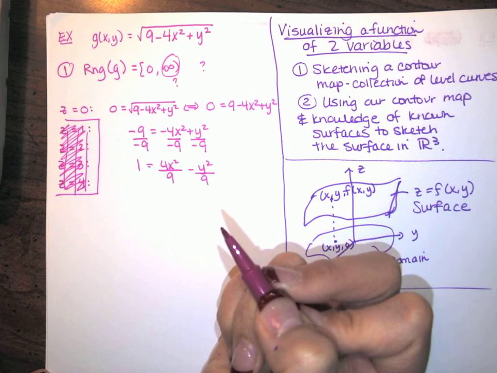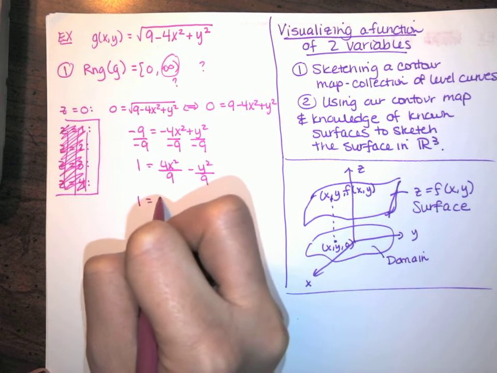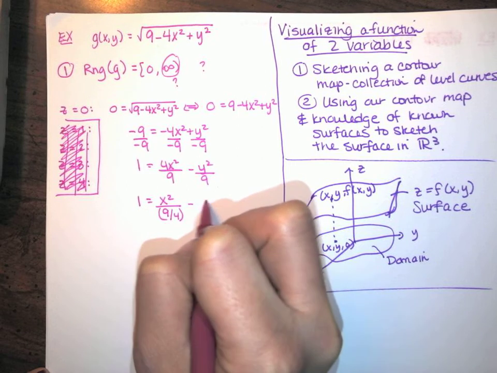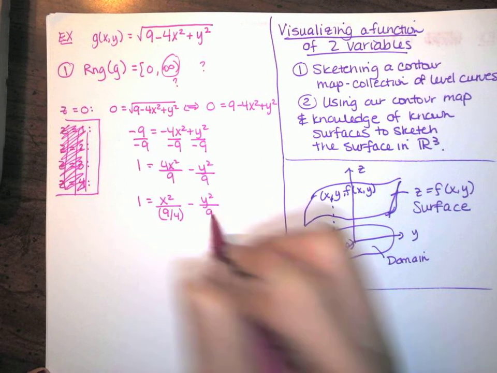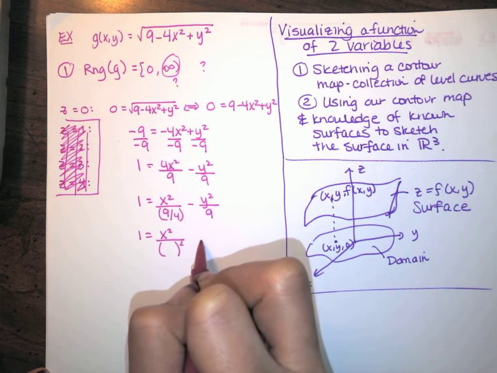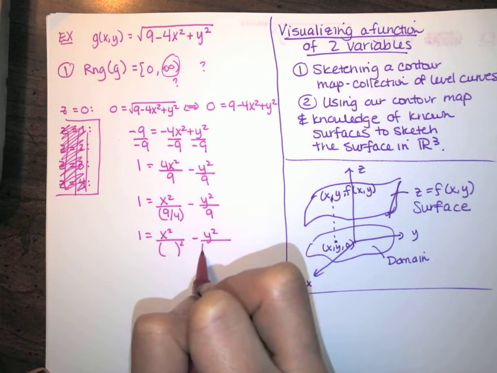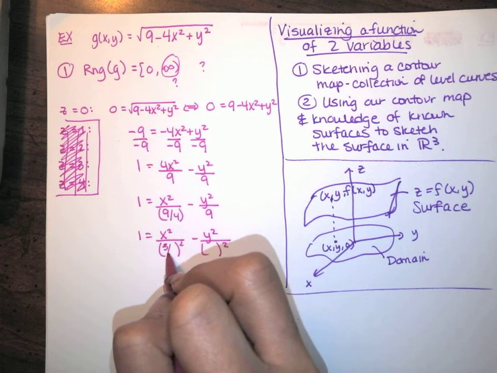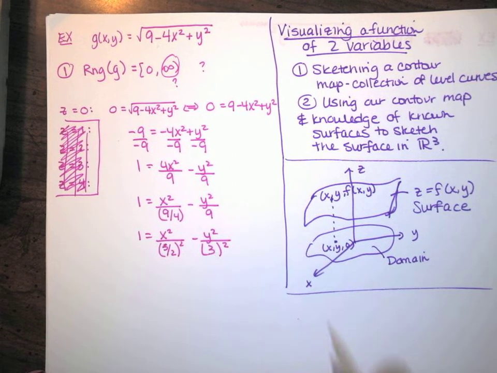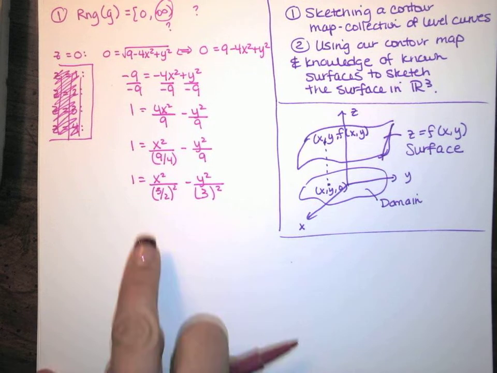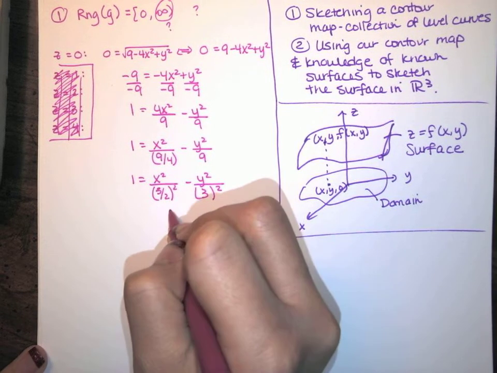Or multiplying by 4/9, I can think of that as dividing by 9/4. I write it this way. And often when we're sketching these things, we like to have this as some number squared and this as some number squared. 9 over 4 is the same as 3 over 2 squared, since 9 is 3 squared. Okay, so now I see I've got a hyperbola, and it's centered at the origin.